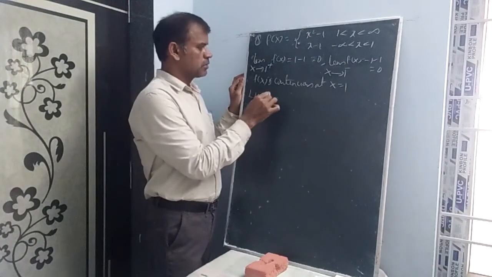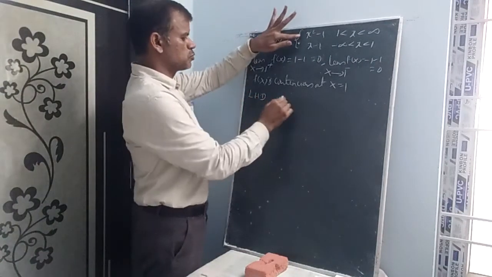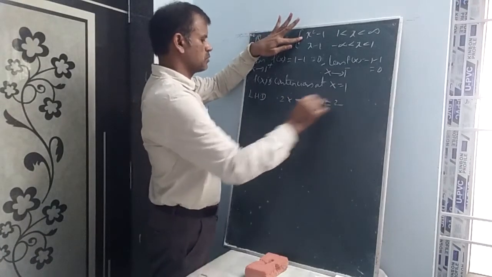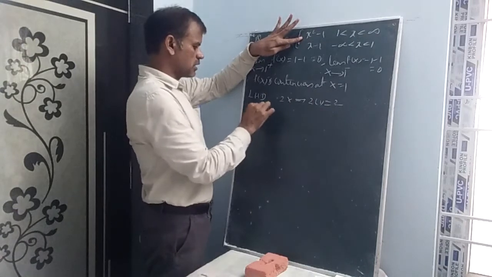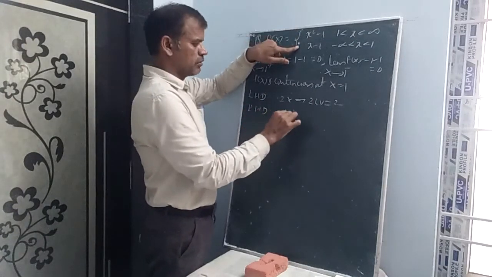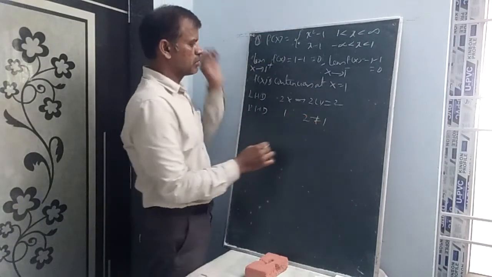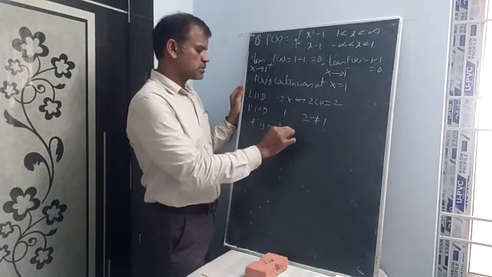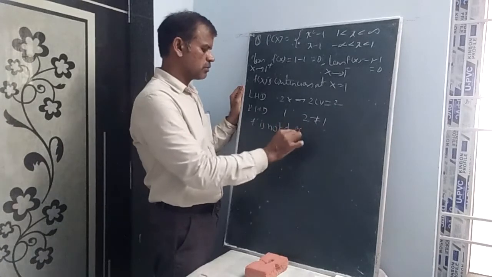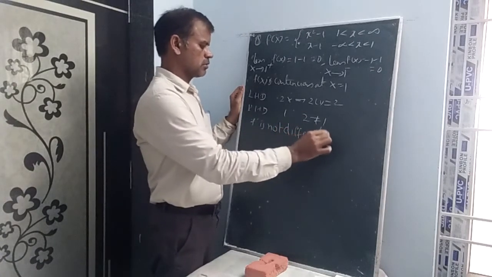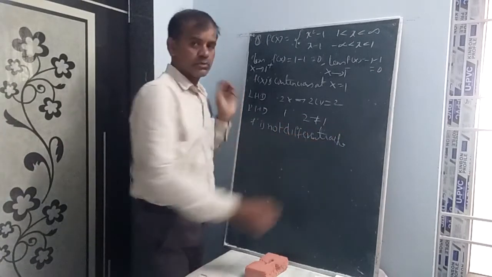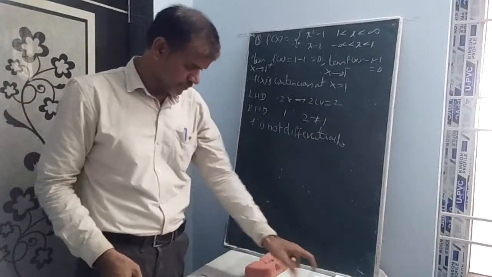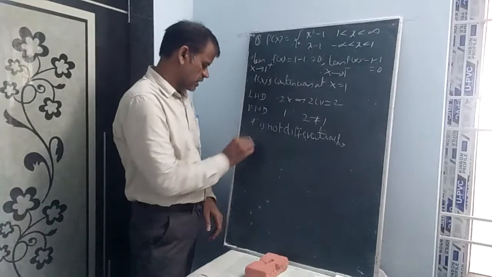It's okay. And let us discuss differentiable. LHD means 2x at x equal to 1, that is 2 into 1 equal to 2. Now let us discuss RHD. The derivative of x is 1. So 2 not equal to 1. Therefore f is not differentiable. Continuous but not differentiable. So f is continuous but not differentiable is the correct option, second option. Now let us discuss ninth question.